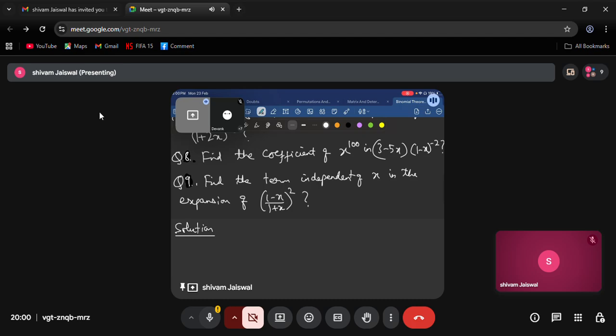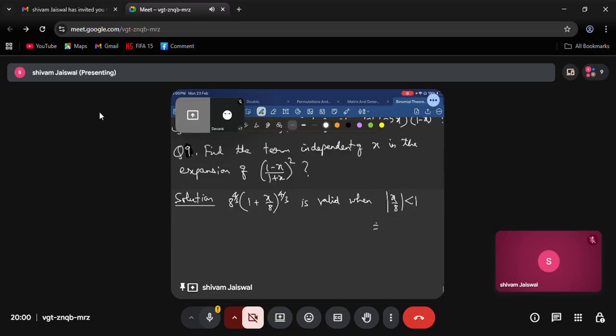So what you do is you take 8 common. When you take 8 common, you are going to get 8^(4/3) into (1 + x/8)^(4/3). So this expansion is valid when mod of x/8 is less than 1. This implies x should belong to (-8, 8). Are you getting? Tell me.